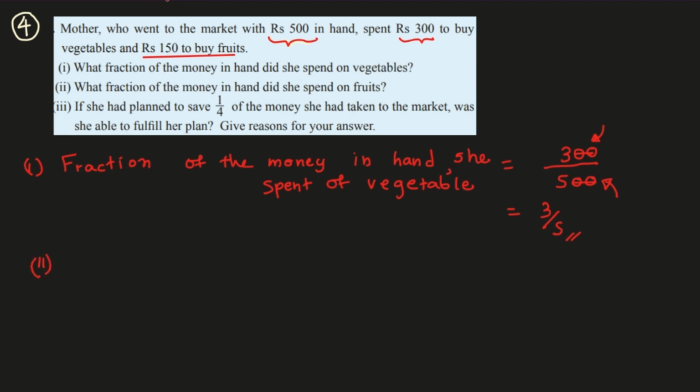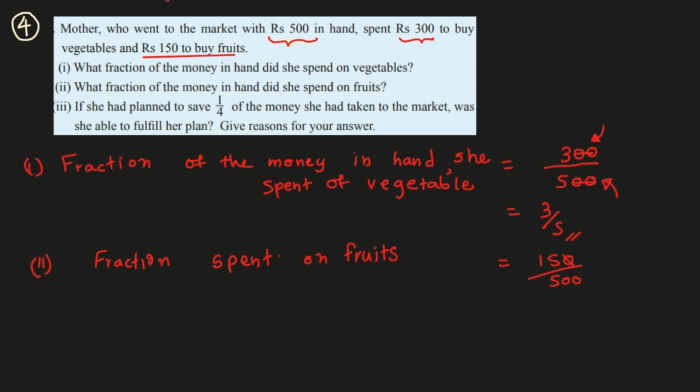What fraction of money in hand did she spend on fruits? So, fraction spent on fruits. I will simplify it. The answer will be what? The amount that she spent on fruits is 150 out of 500 rupees.